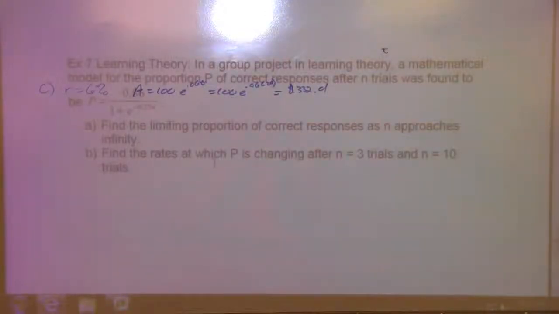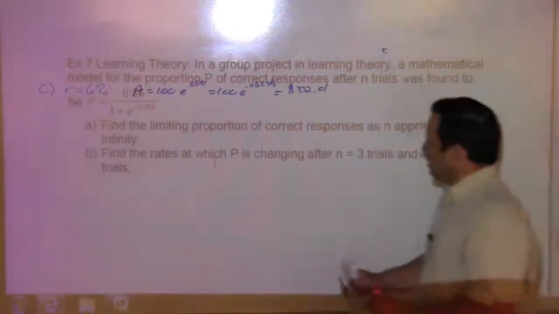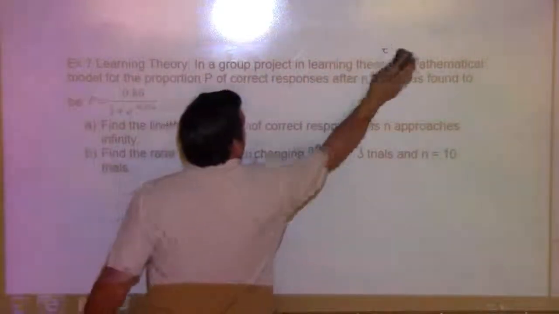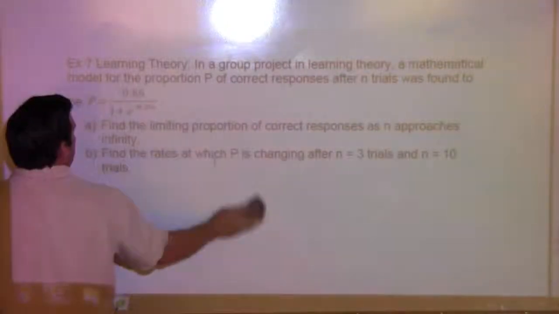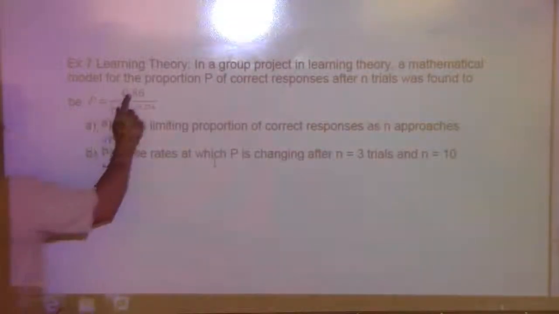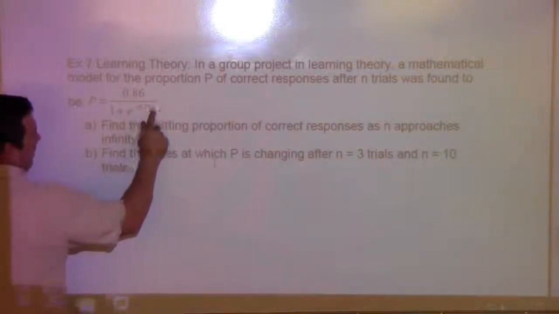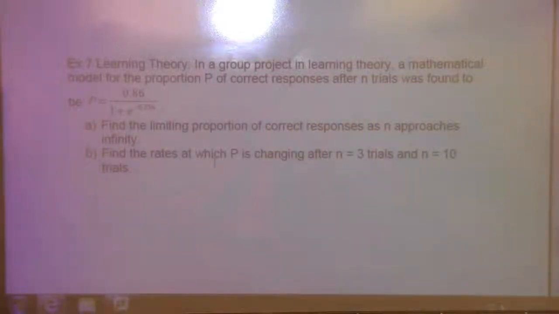Learning theory. In a group project in learning theory, a mathematical model for the proportion P of correct responses after n trials is found to be P equals 0.86 over 1 plus e to the negative 0.025 n. First thing, find the limiting proportion of correct responses as n approaches infinity.